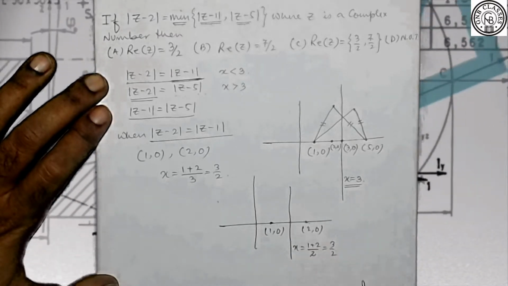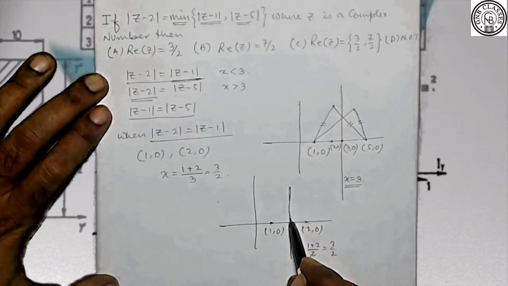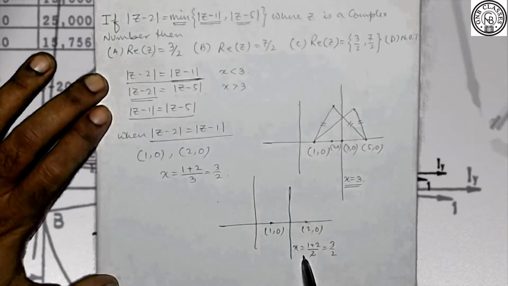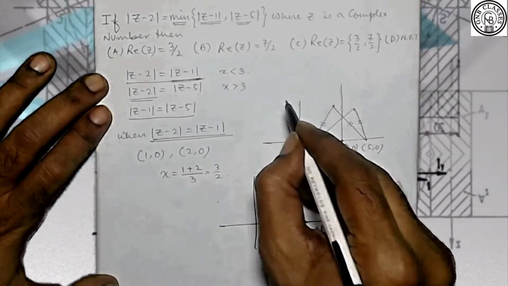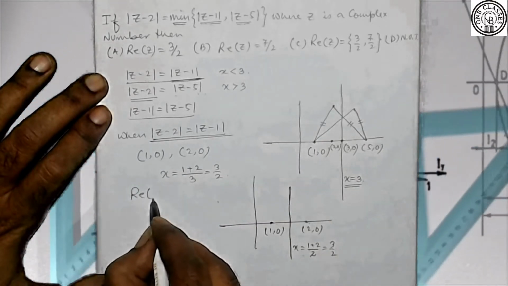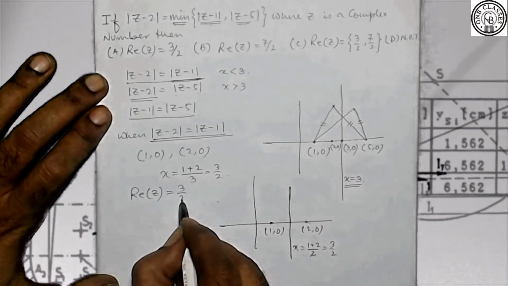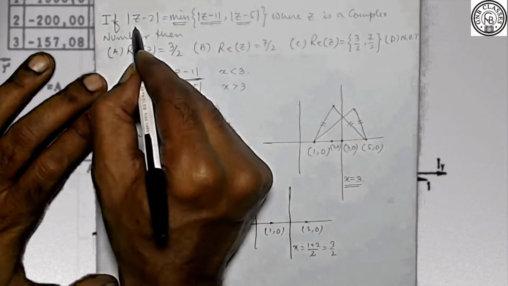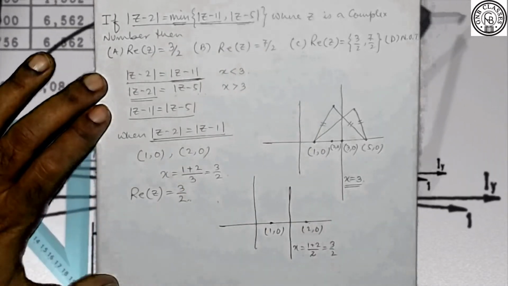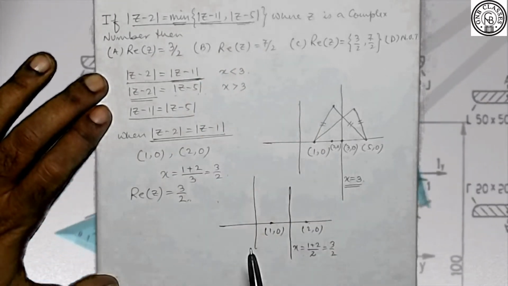When z is lying, that is the complex number is lying anywhere on this line, that is x is 3 by 2, then this relation is true. Therefore, the real part of z will take the value 3 by 2, which satisfies the given condition. Is it clear? Now let us take the next one.